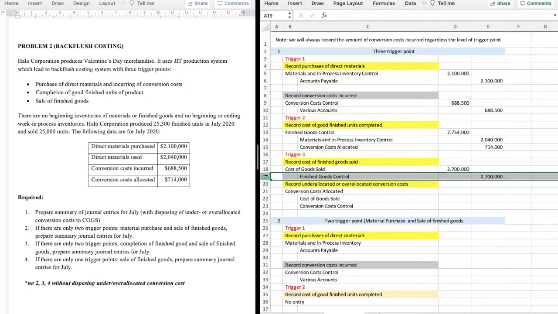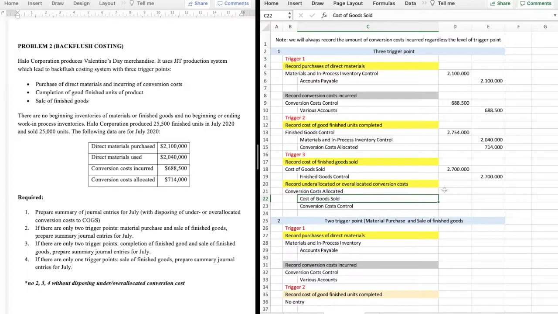Actually, it is done until here, but because we are required to record the under or over allocated conversion cost, we have one more journal here. It is actually to write off the under or over allocated conversion cost to the cost of goods sold. So we have conversion cost allocated in debit and conversion cost control in credit, and the cost of goods sold here is in credit. The conversion cost allocated is 714, while the conversion cost control is 688.5. That is why the write-off to the cost of goods sold is 25,500.